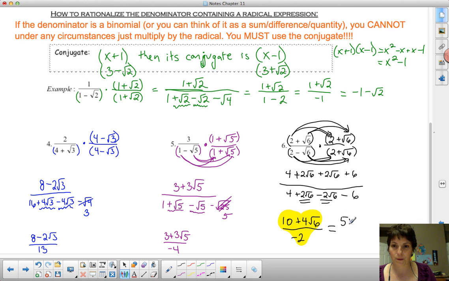5 plus 2 root 6 all over negative 1. And we never leave a negative 1 in the denominator. We always push it up into the numerator, which means all the numerator signs change. So positive 5 becomes negative 5, and positive 2 root 6 becomes negative 2 root 6.